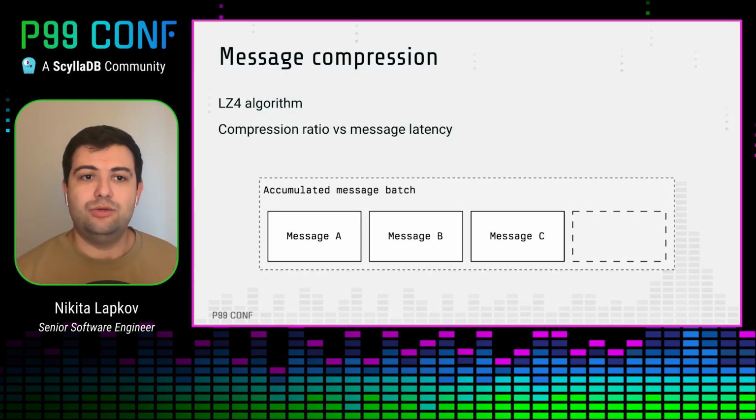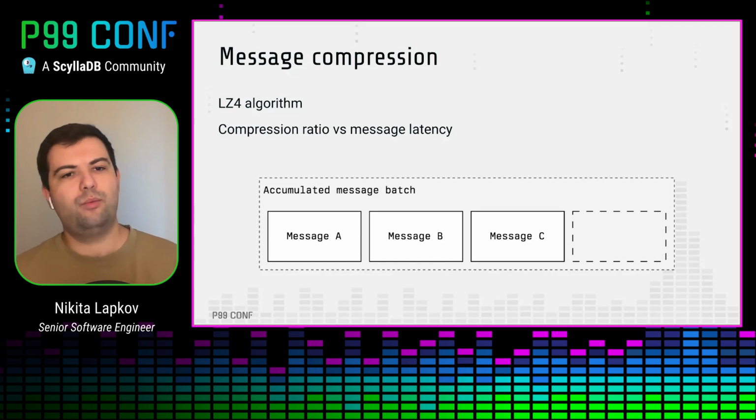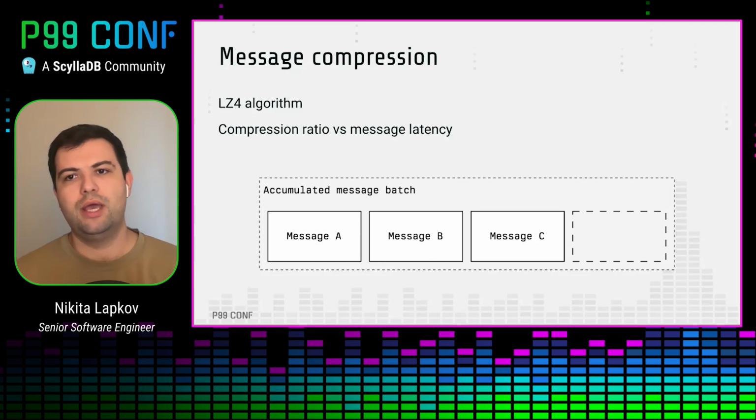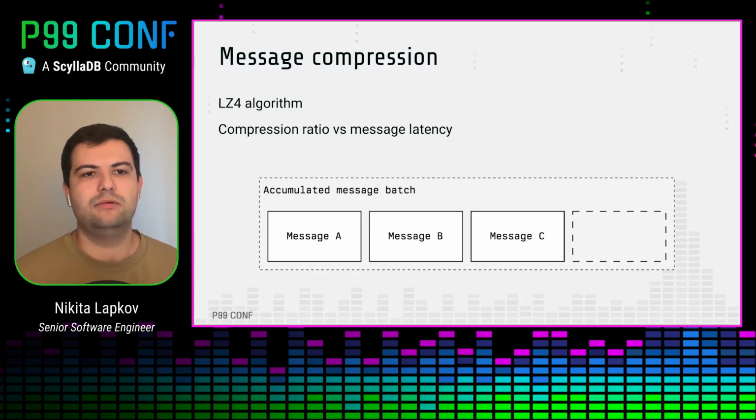Message compression is done using the LZ4 algorithm. We were considering ZSTD initially, but while it has a better compression ratio, it also has slightly slower compression and decompression cycles. So LZ4 is kind of the perfect spot: it provides enough compression ratio, starting from 2x and more, and at the same time it is much faster than ZSTD.